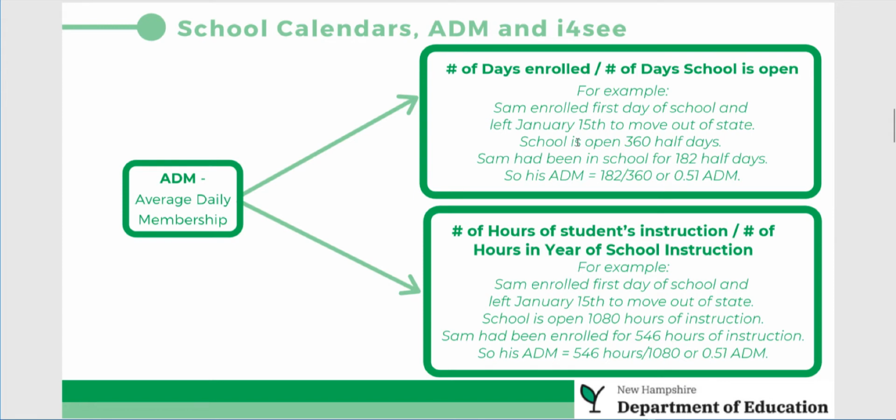In the same example where Sam left to move to another state on January 15th, we might calculate based on when Sam started school to when Sam left on the 15th that Sam received 546 hours of instruction. And as such, we calculate the ADM in a very similar way. We take 546 hours that Sam was enrolled in the school for instruction, we divide it by 1080, and we once again get to the same 0.51 ADM. So two ways to calculate ADM, one based on half days, the other based on hours.